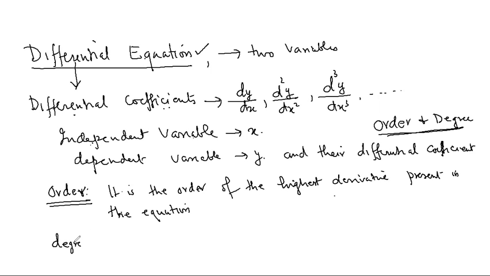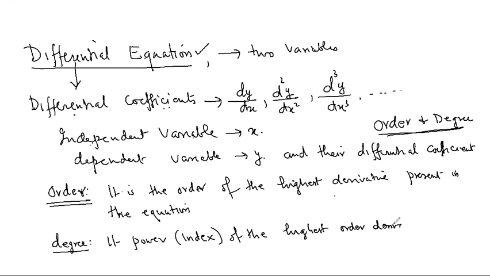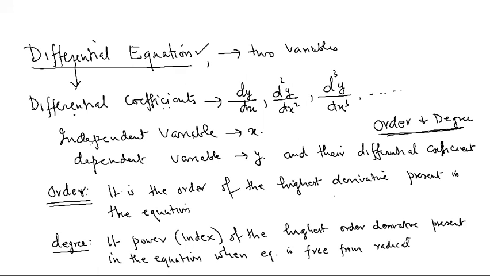Degree. It is the power or index of the highest order derivative present in the equation, when the equation is free from radical and negative powers.